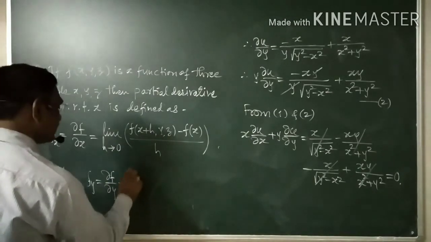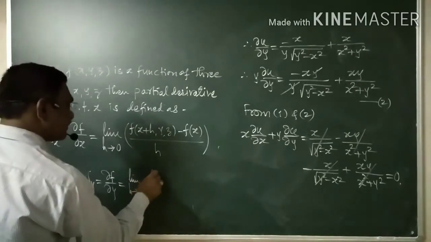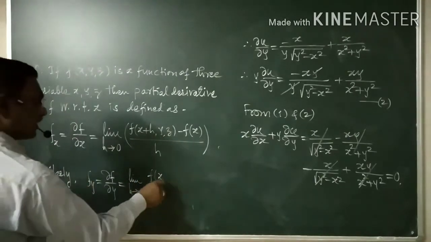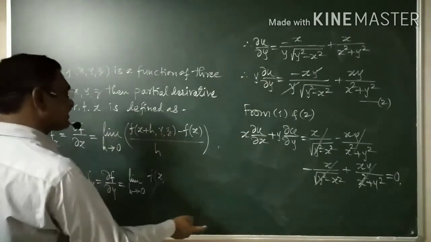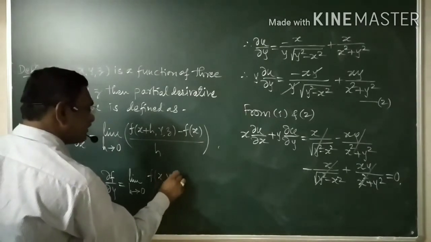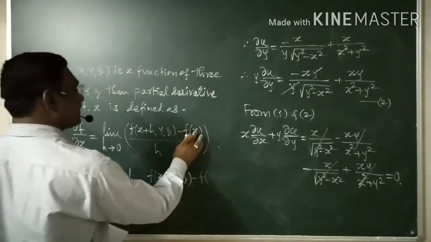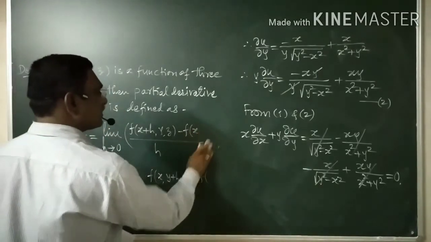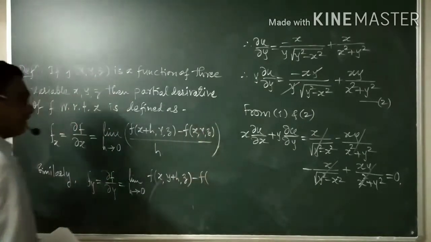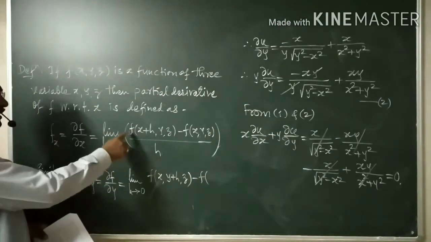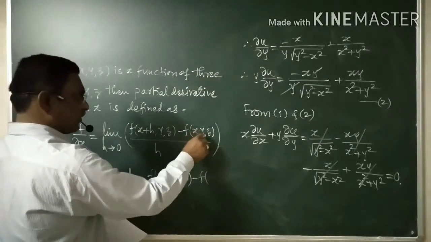What we have? Limit h tends to 0 of f(x). Now with respect to y, therefore x is to be treated as constant, z is to be treated as constant. There is change in y: y plus h, and z as it is, minus f. This is not f of x only. Sorry, here it is f of x, y, z, because it's a function of three variables. So it is f of (x plus h, y, z) minus f of (x, y, z).